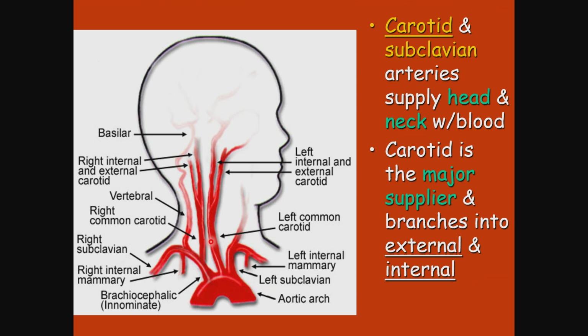This is the left common carotid, and then as it goes up into your head, it's going to branch and then branch again into the left internal and external carotid artery. You've probably heard of the carotid artery. And then the third one to the left is the left subclavian, and subclavian means sub, under the clavicle. All right, so these are the main arteries that supply the head and neck with blood. The carotid is the major supplier and branches into, like I said, the external and internal carotid artery.